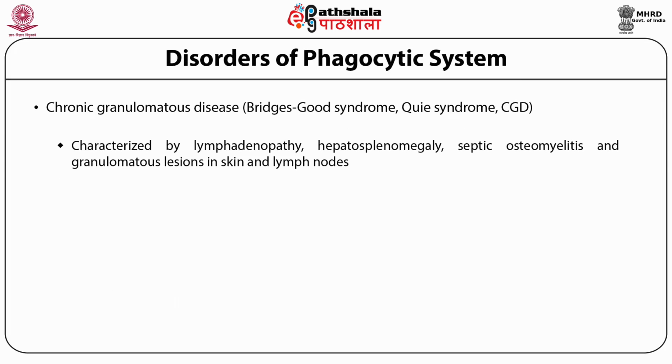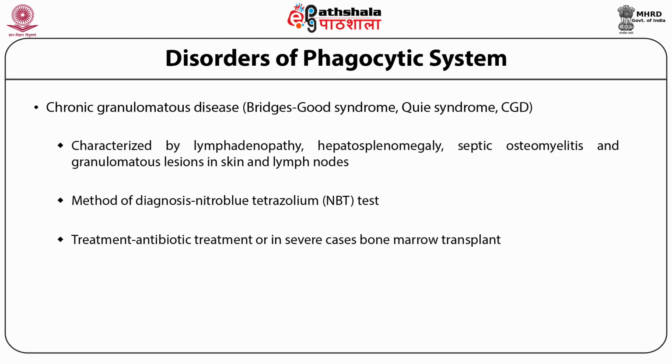It is characterized by marked lymphadenopathy, hepatosplenomegaly, septic osteomyelitis, and granulomatous lesions in skin and lymph nodes. The most accurate method of diagnosis is to check the amount of hydrogen peroxide in the cells of the body. Antibiotic treatment, or in severe cases bone marrow transplant, are the methods of treatment for CGD. Nitroblue tetrazolium, that is the NBT test, is performed, and the leukocytes of patients of CGD fail to reduce NBT during phagocytosis.